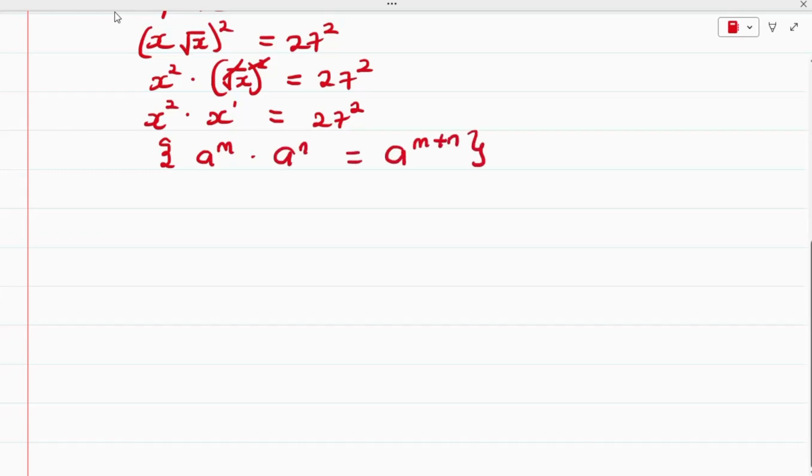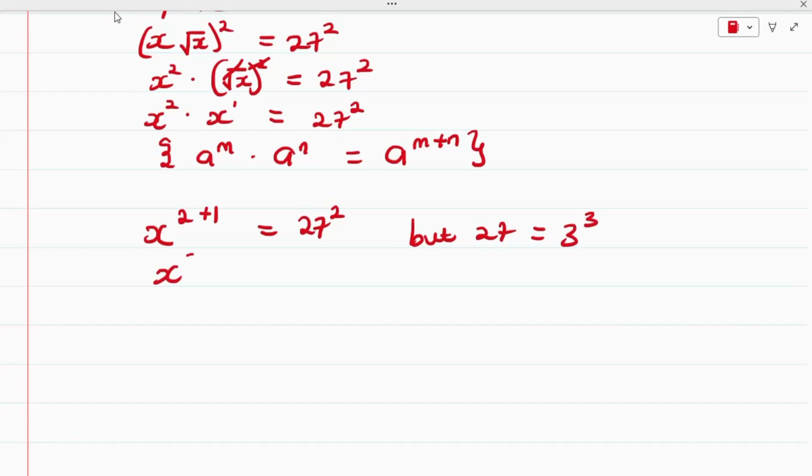So applying this property here, we have x raised to the power of 2 plus 1 is equal to 27 squared. But you want to note that 27 can be expressed in terms of 3 as 3 raised to the power of 3. So this becomes x raised to the power of 2 plus 1 is 3, which is equal to 3 raised to the power of 3 all squared. So we can rewrite this by saying x raised to the power of 3 is equal to 3 squared all raised to the power of 3.